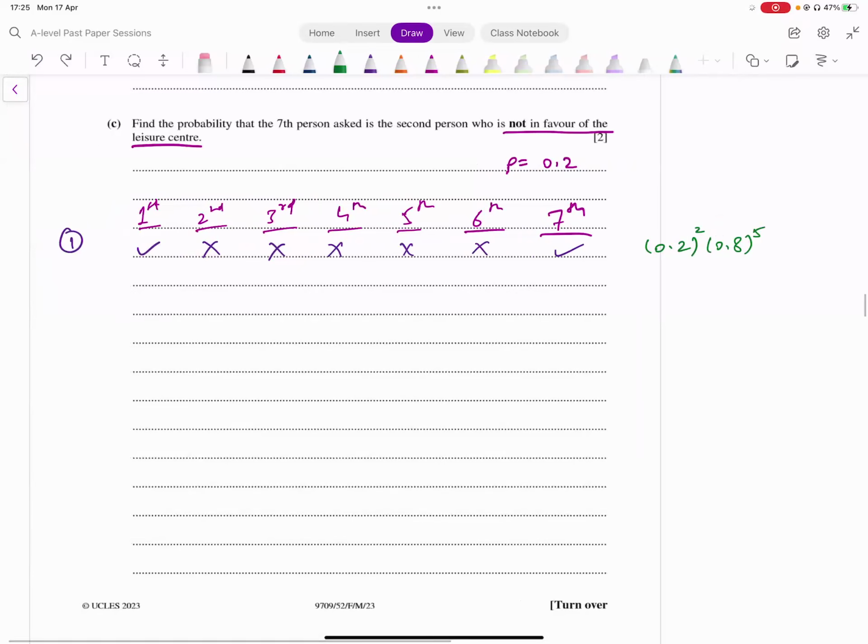But do we have any other possibilities? See, the second success should come in the 7th case, so the second one has come here, and you can have one success before that. So one more possible case could be this, right? What will its probability be? It has 2 successes, 0.2 raised to power 2, and 5 failures, 0.8 raised to power 5. It will have the same probability.